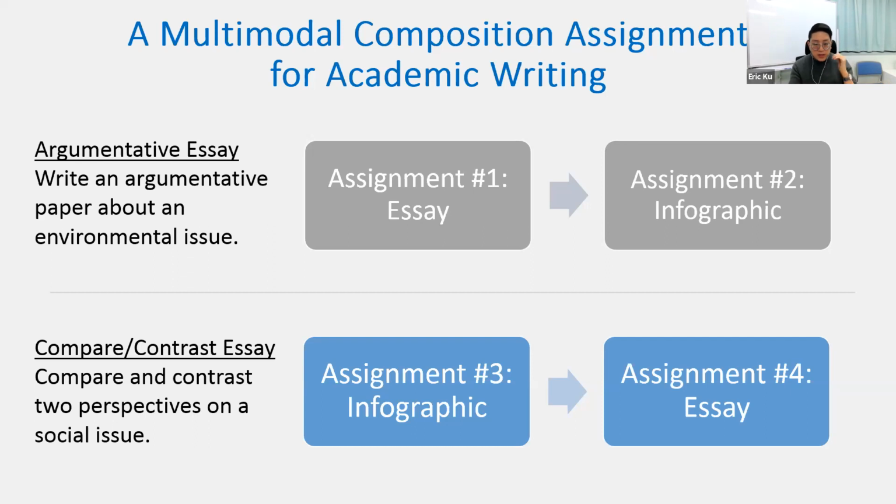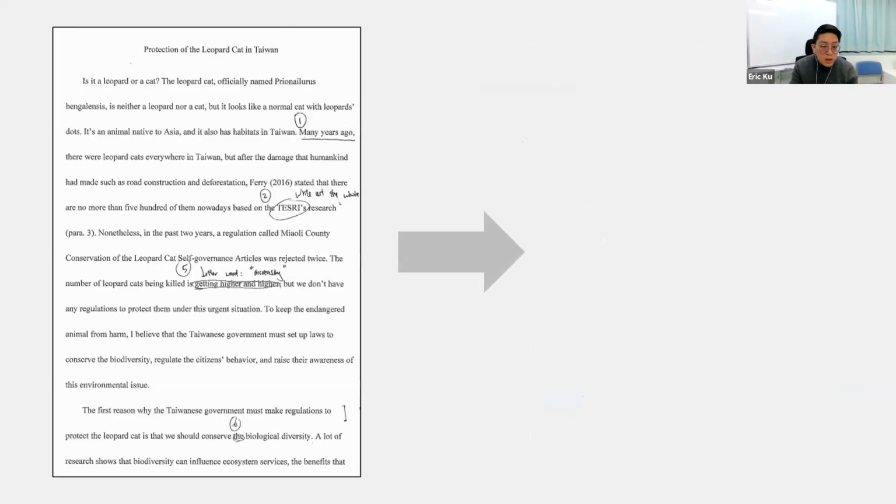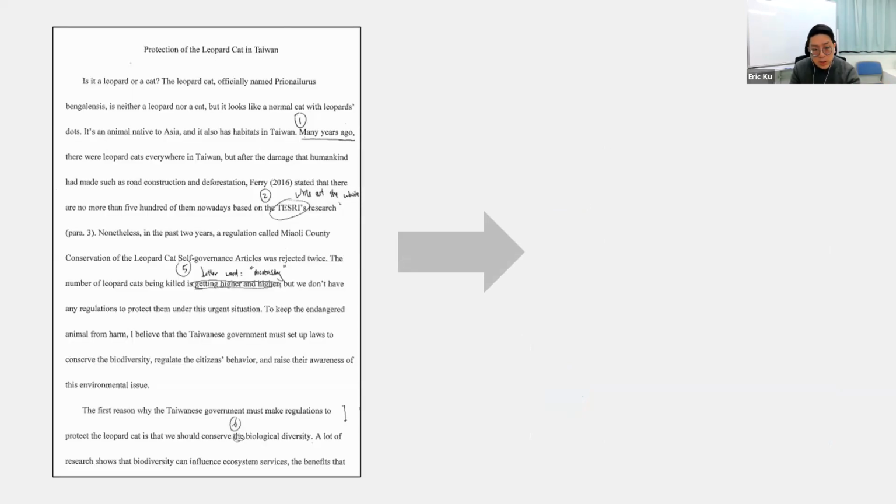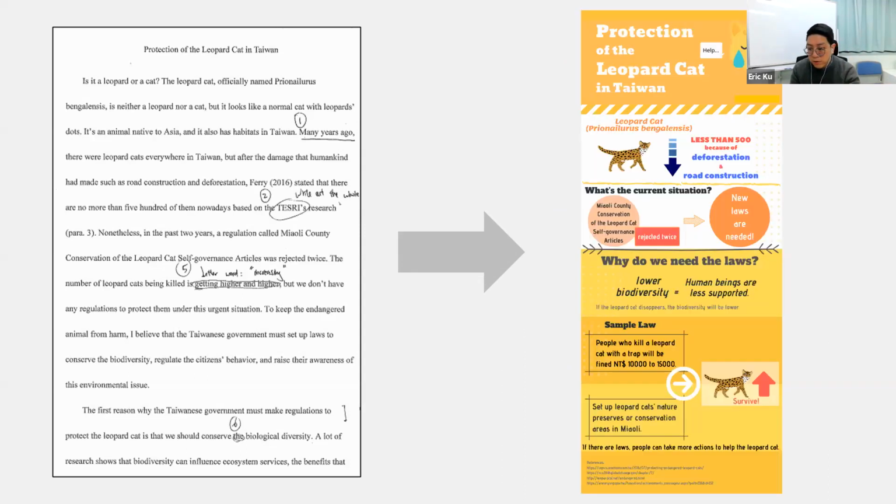Okay, here's an example. This is an example of the first paper, which is on an environmental issue. This student decided to write about the protection of leopard cats in Taiwan, and they converted it into this infographic. And the infographic is assignment 2. You see the topic is the same, about leopard cats. And the content, the data, the supporting evidence, the details were supposed to be the same as well, but in a different format.